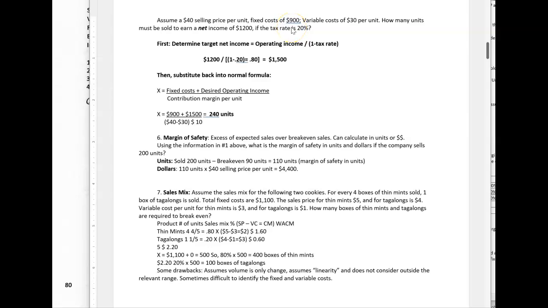You want to think of this in two parts. The first question is, in order to earn a target net income of $1,200, what does my operating income have to be? We're going to do that piece first.